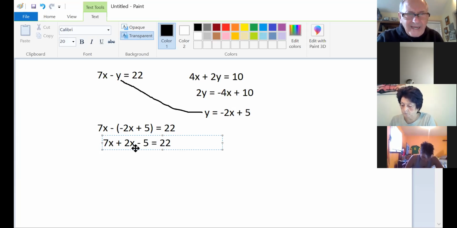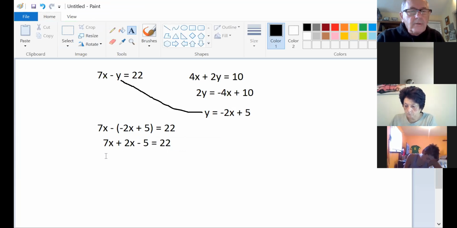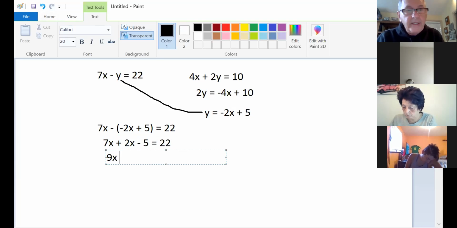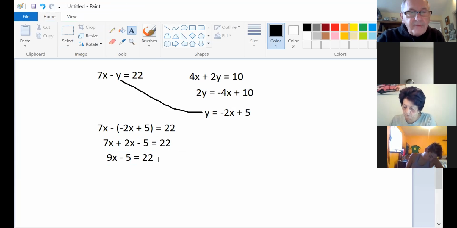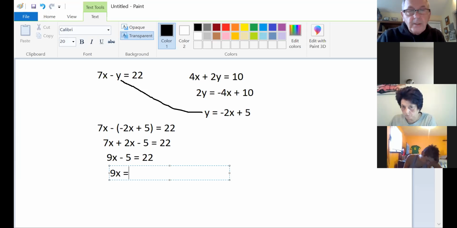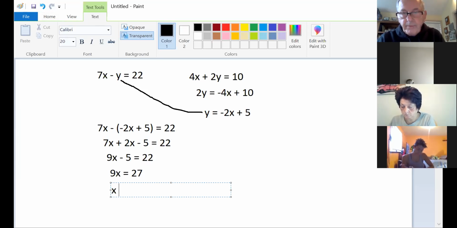I'm doing this so it's just x's over here, so I can collect my x's and solve for x. Okay, make sure I didn't make a mistake. So now I've got 9x minus 5 is equal to 22. Now I'm going to add 5 to both sides. So below that, I'm going to put 9x is equal to 27. This is nice because 9 will go into 27 three times. So this means that x is equal to 3, right?